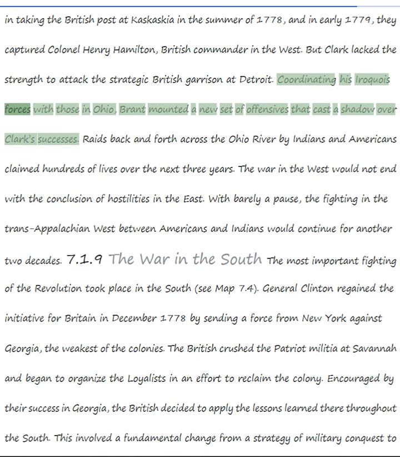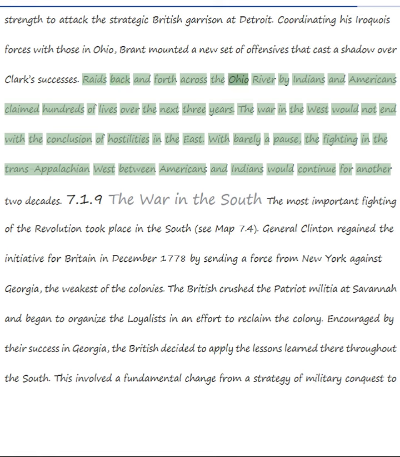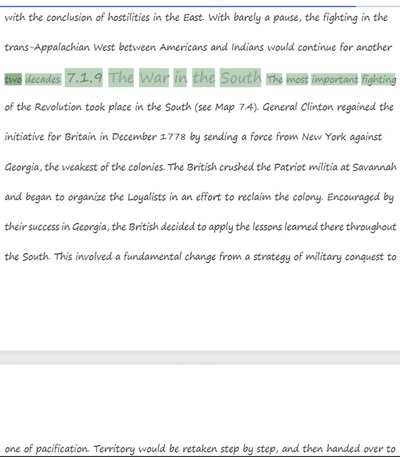Coordinating his Iroquois forces with those in Ohio, Brant mounted a new set of offensives that cast a shadow over Clark's successes. Raids back and forth across the Ohio River by Indians and Americans claimed hundreds of lives over the next 3 years. The war in the West would not end with the conclusion of hostilities in the East. With barely a pause, the fighting in the Trans-Appalachian West between Americans and Indians would continue for another 2 decades.